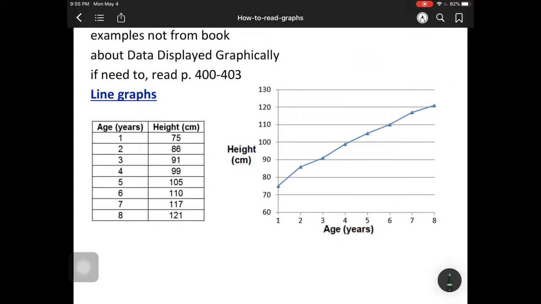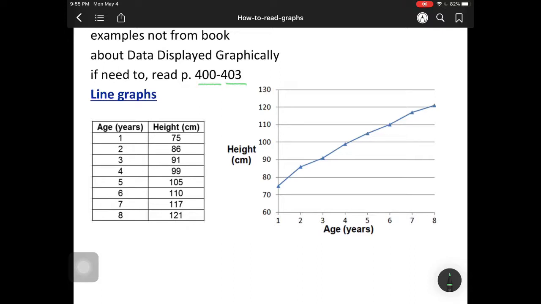All right, so what we're going to do now is go over the idea of reading graphs. How do we read graphs? Now, you can see this in your book from page 400 to page 403. It's a simple topic, and I'm sure that you've already seen this before. We're just going to go through a couple of examples to make sure that you understand it completely.